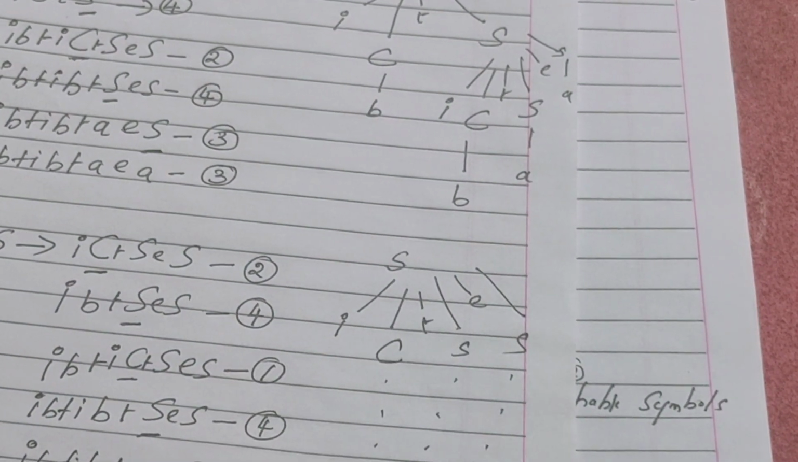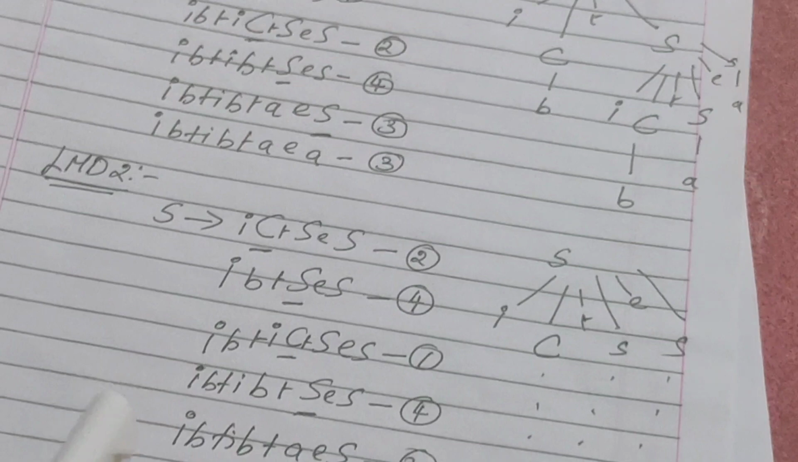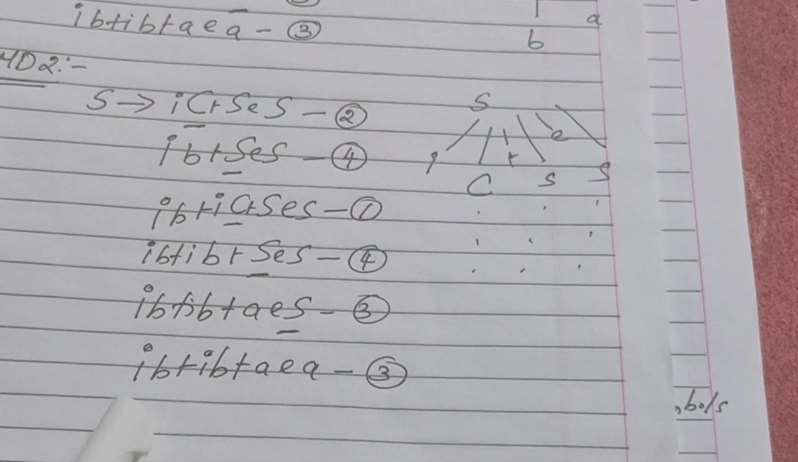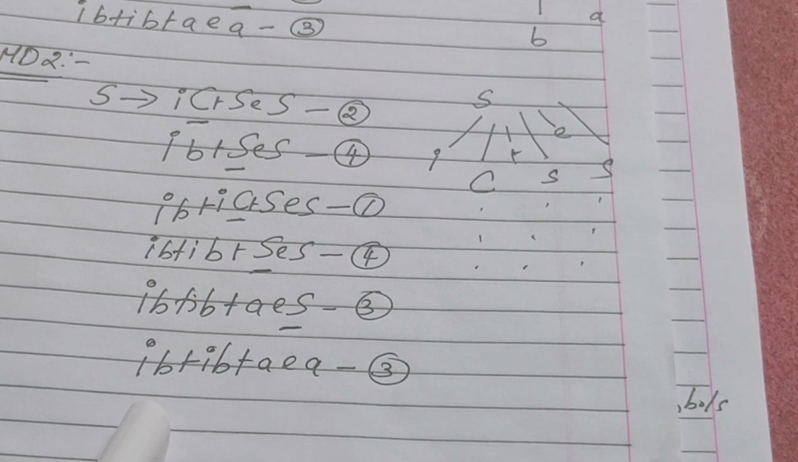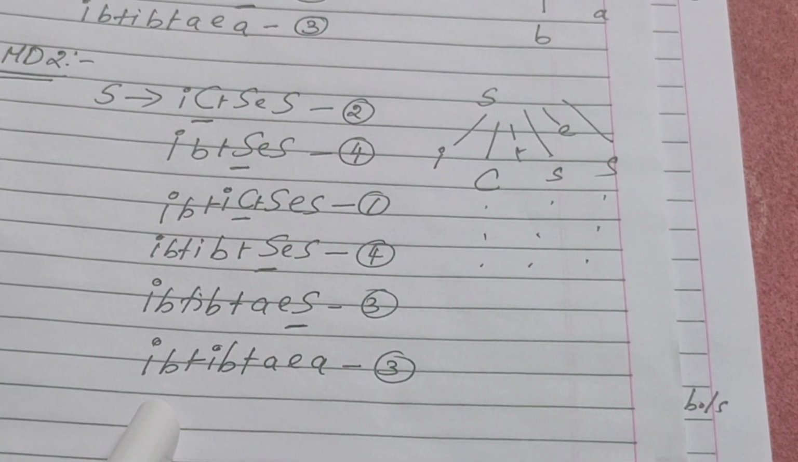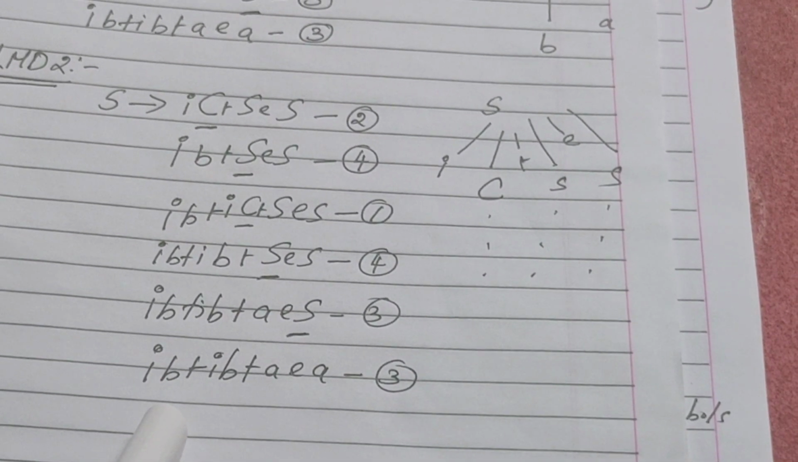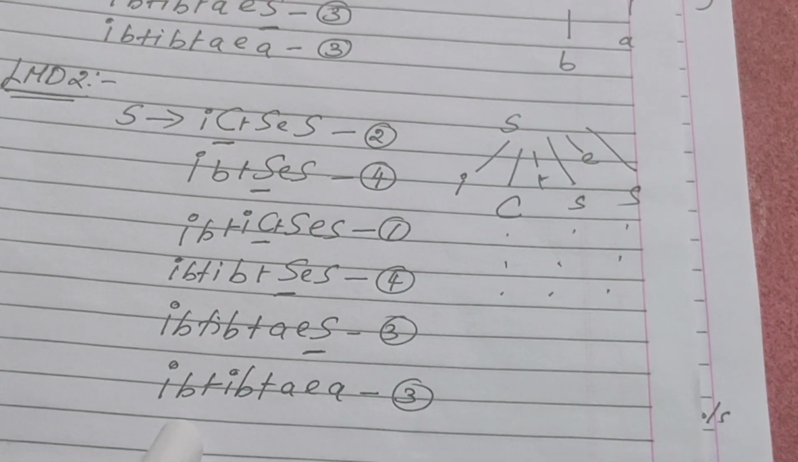But at the end we are obtaining the same string. There is no change in the string. You are obtaining the same string. So that's why the grammar is said to be ambiguous. So the given grammar is found to be ambiguous.